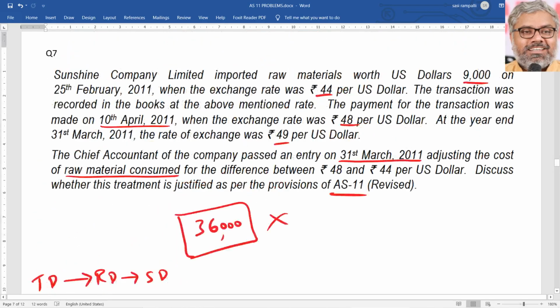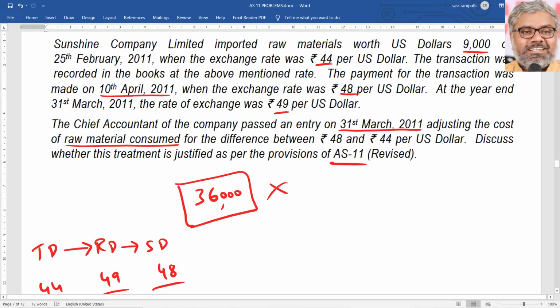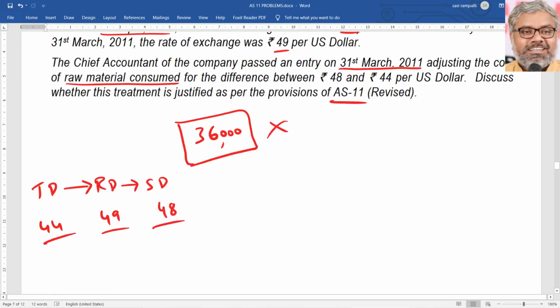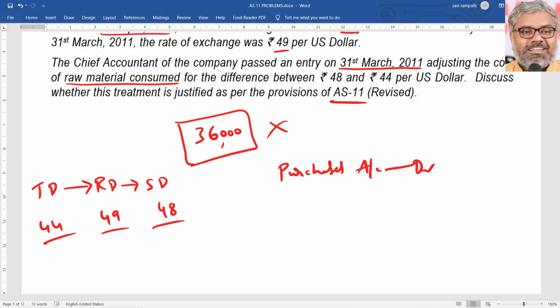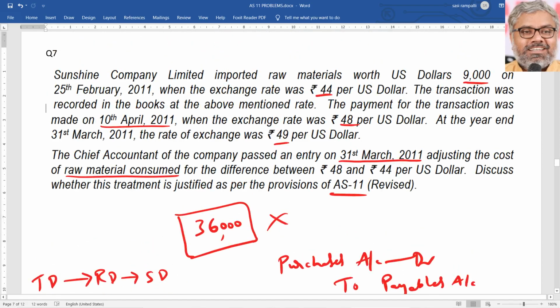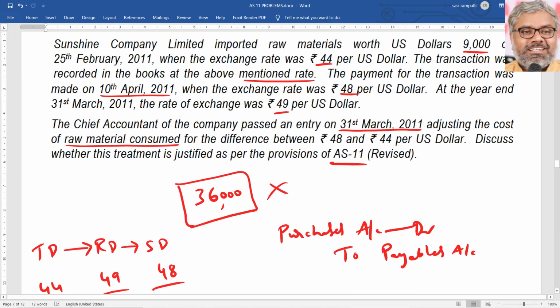So ideally what happens, let us understand, because there is a chance of passing entries on different dates also. What would happen on different dates? Let us just try to understand the transaction. So on the date of transaction, what entry should he pass? He should pass purchases account debit, to payables account, creditors account. How much will that be? That was recorded, that is correct. The transaction was recorded in the books at the above mentioned rate, 44 rupees into 9,000.